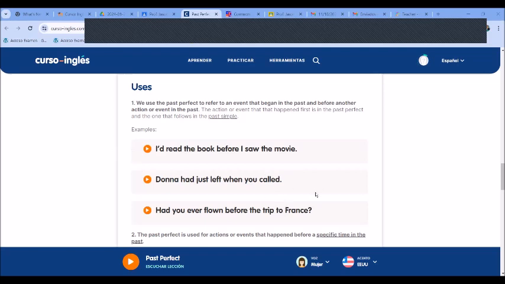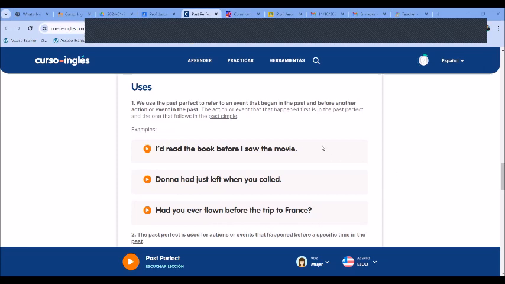Right? Now, when we look at these sentences, we notice something in common. All of them have the had. For the contracted form, you notice I had is contracted I'd. Question form, had comes first, and all of them will have the participle form of their action verb. So read, left, flown. All of these are the participle forms of their verbs.